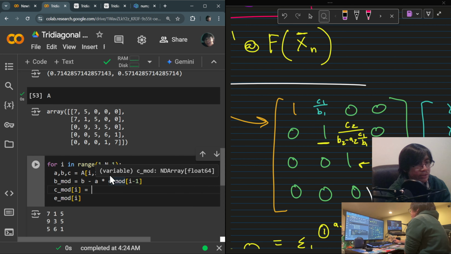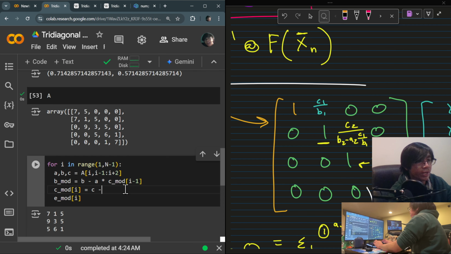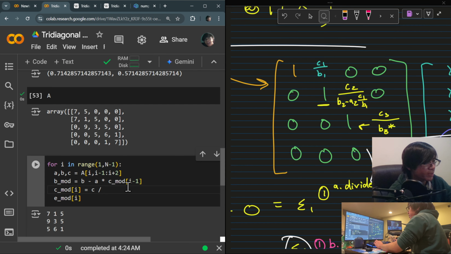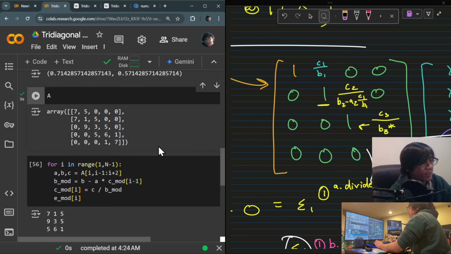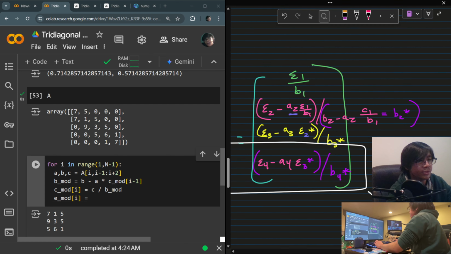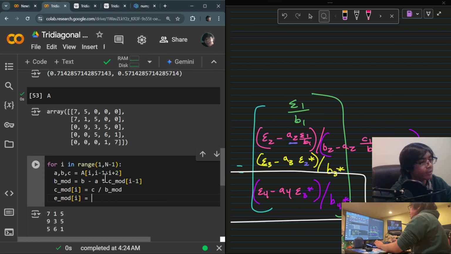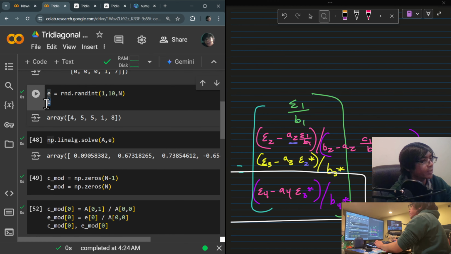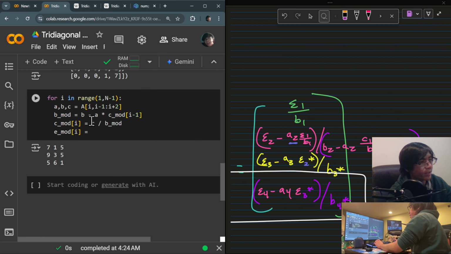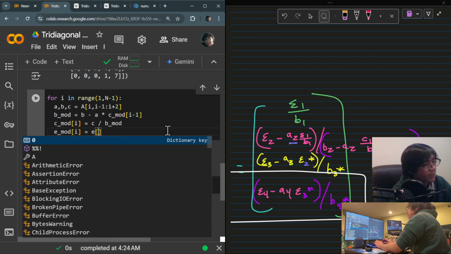C modified at the current row would be the current C, so C2, minus or divided by the modified B. So again, this denominator right there is the modified B, so divided by B mod. And then the epsilon here, a little messy, but you have the current E. So the current E is E at I. Well, we already did 0, so it'd be E at 1, or E at I, where I starts at 1.